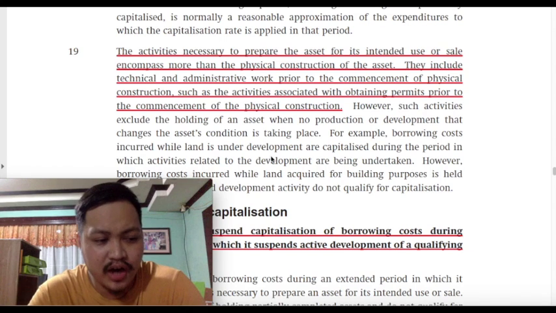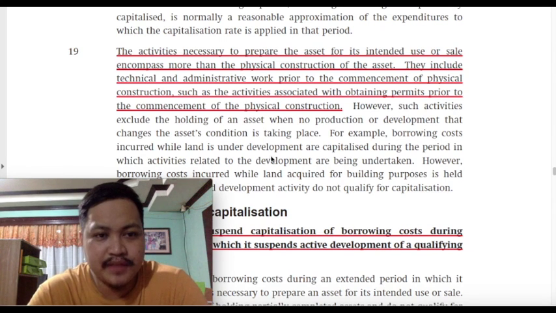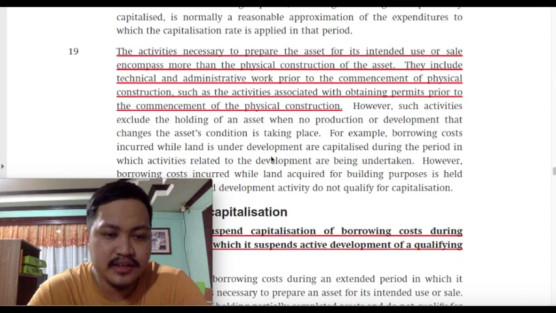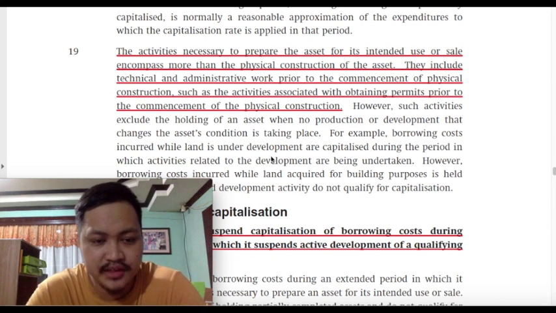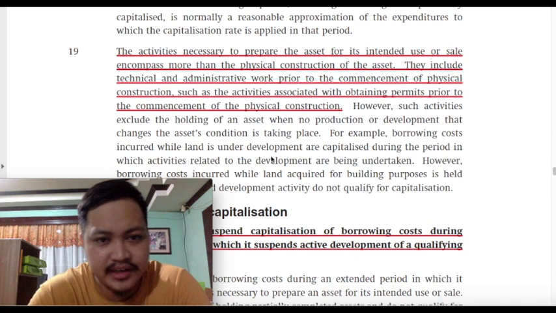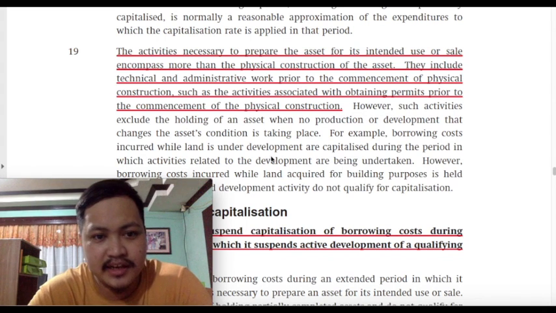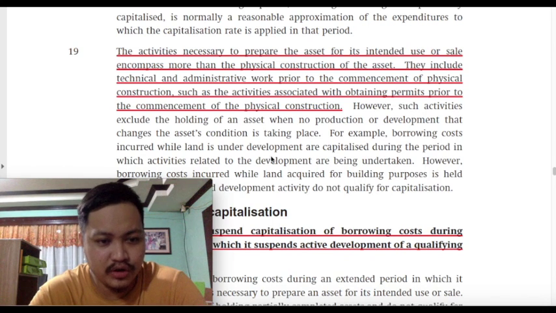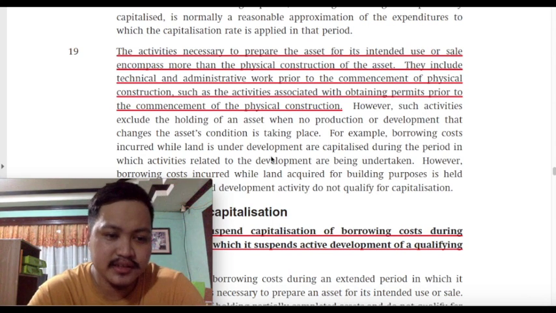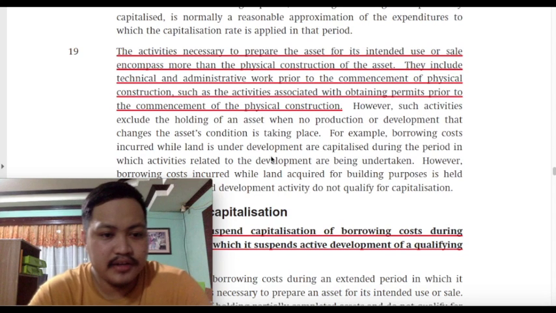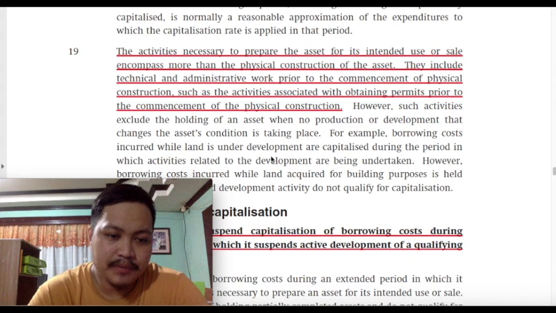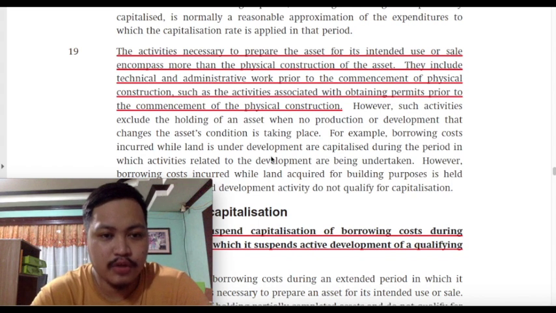Even if there is no hard manual labor yet, class, if technical and administrative work were already performed, then an entity can consider as having started the necessary activities already. Example of this technical and administrative work, class, even includes the mere obtaining of permits, class, for the construction of your qualifying asset. So even if you were just working on paperwork, class, that may be considered as undertaking of activities necessary for the construction of the asset, and thus capitalization of borrowing costs may already commence.